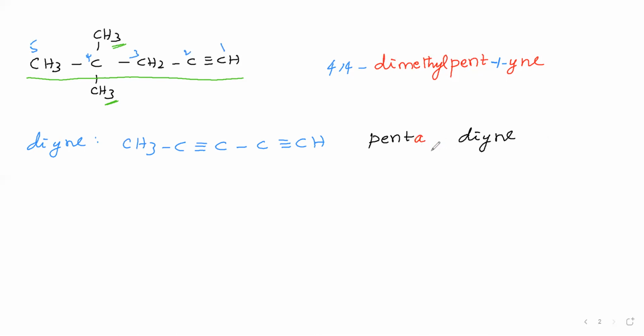Then we have to say the position of the triple bond. We start numbering from the right side, because that gives the least position to the triple bond. Therefore, we have started from the right side. Here this triple bond position is 1, and this triple bond position is 3. Therefore, we can say 1,3-diyne. So this name is penta-1,3-diyne.